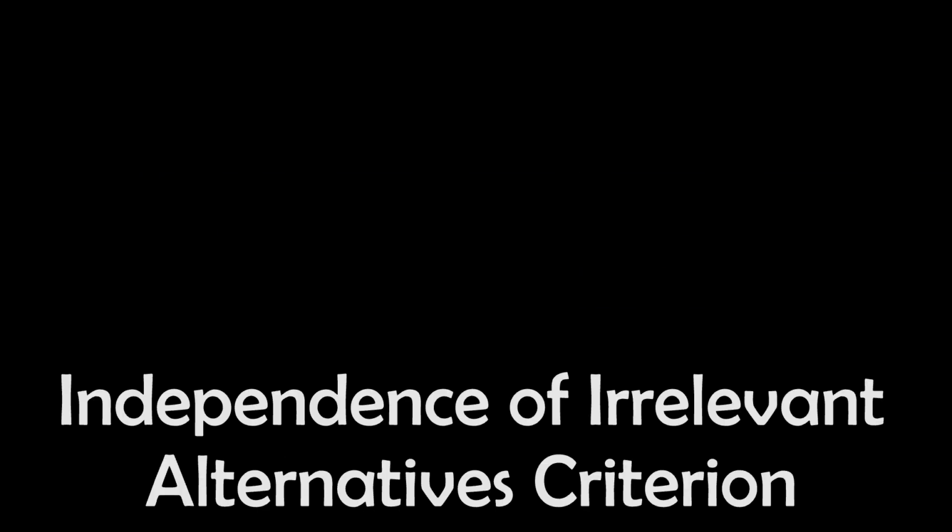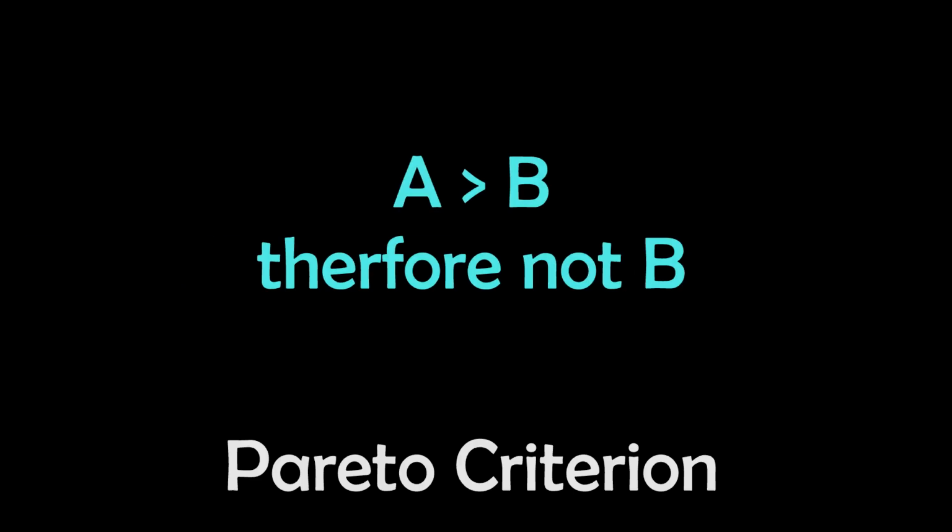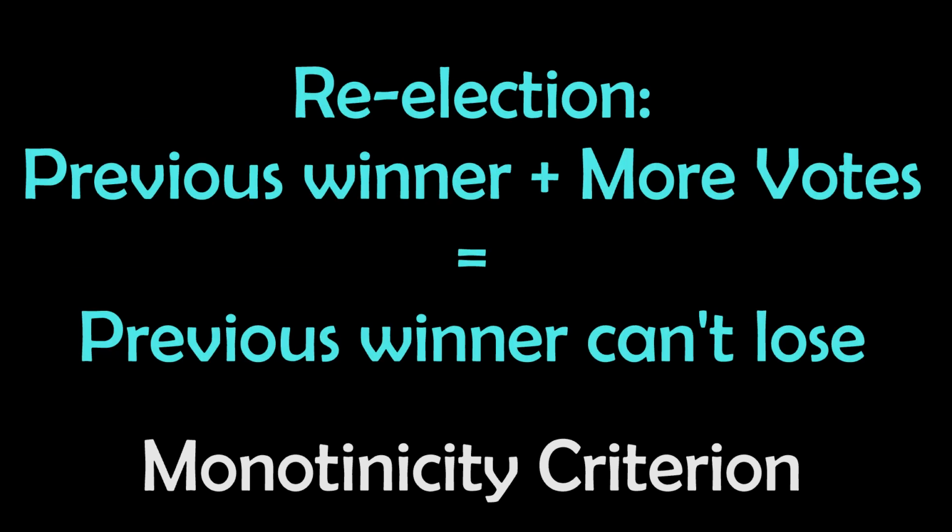Independence of irrelevant alternatives criterion says that if a re-election is to be held with the same ballots and non-winning candidates are removed, then the previous winner should still win. Pareto criterion says that if everyone prefers a specific candidate over another, the losing candidate should have no chance of winning. Monotonicity criterion is when people change their votes into voting for the previously winning candidate in a re-election, then that candidate cannot lose.